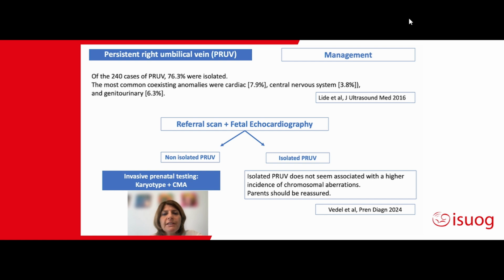Right umbilical vein is very often an isolated finding. However, an association with other anomalies, especially cardiac defects, has been described. Therefore, a referral scan and fetal echo should be performed. But when present in isolation, this abnormal finding does not seem associated with a higher incidence of chromosomal aberrations. Therefore, parents should be reassured.